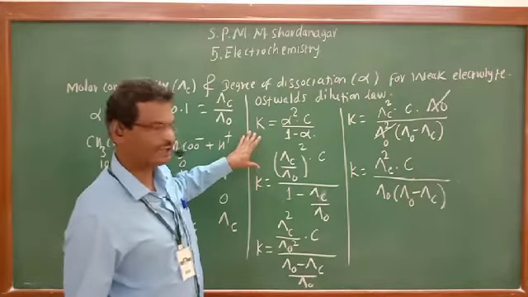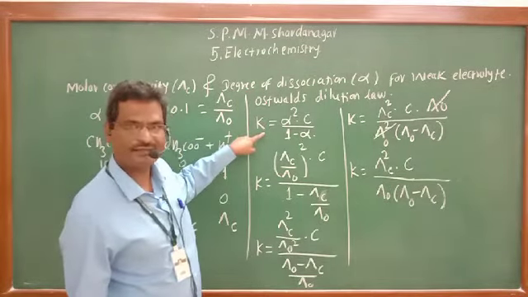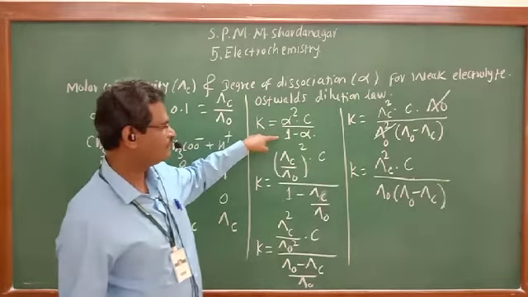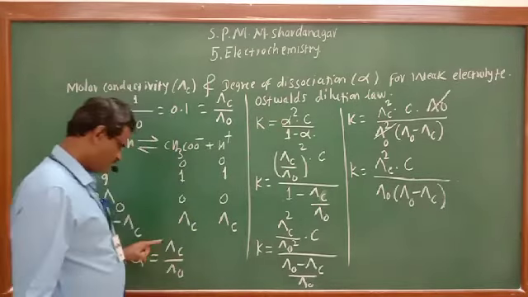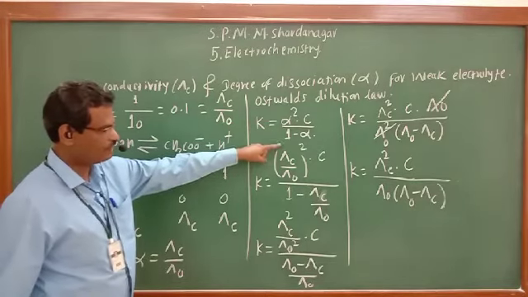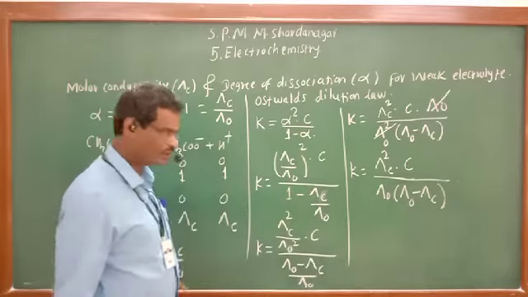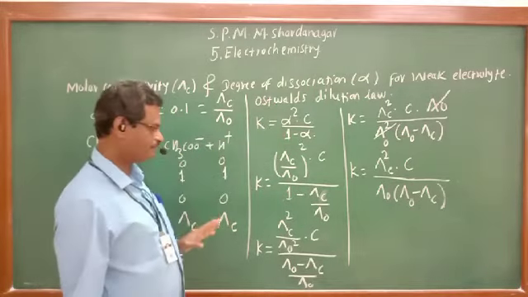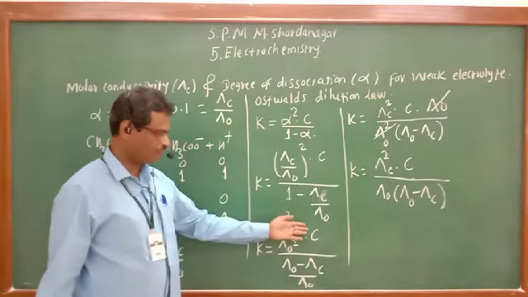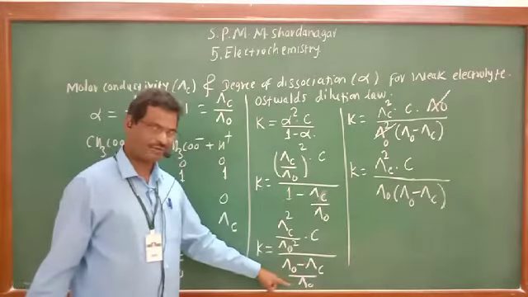Therefore I am telling here, according to Ostwald dilution law, this equation we have seen in the chapter of ionic equilibrium. K is equal to alpha square C upon 1 minus alpha. Alpha is replaced by lambda C upon lambda 0. So this equation becomes K is equal to lambda C square upon lambda 0 square into C divided by 1 minus lambda C upon lambda 0, substituting the value of alpha. Then solving the square, lambda C square upon lambda 0 square into C. This is solved. It becomes lambda 0 minus lambda C upon lambda 0.